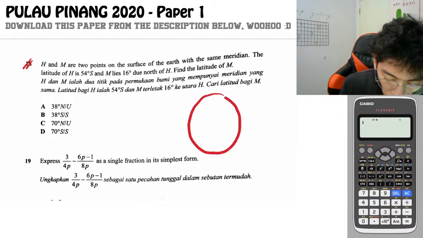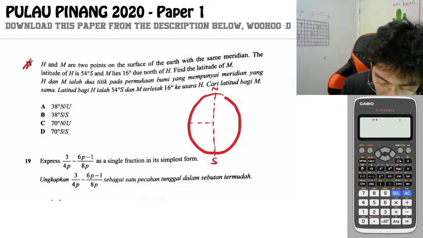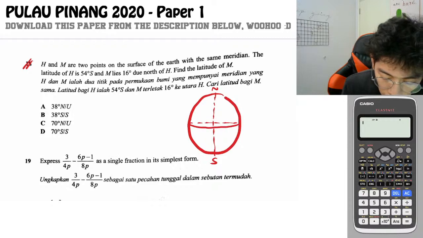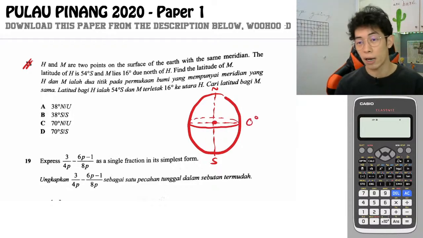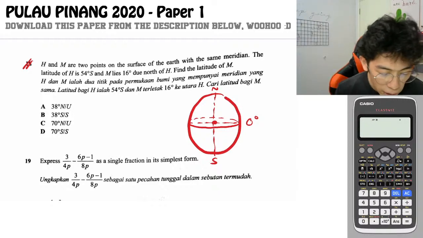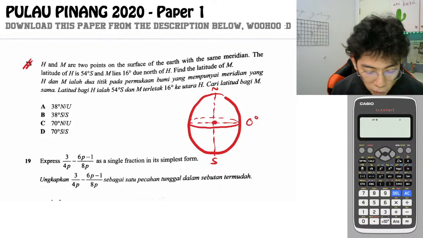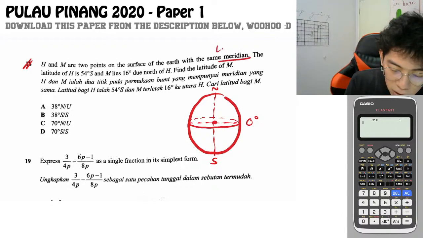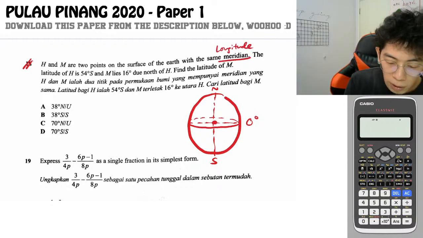Always I will draw like this, let's say, a basic Earth to show students. Okay, you can imagine it. If you can imagine, that would be good, because I'm not the kind of student who can imagine stuff. H and M are 2 points on the surface of the Earth with the same meridian, which is actually longitude, guys. Don't get tricked.